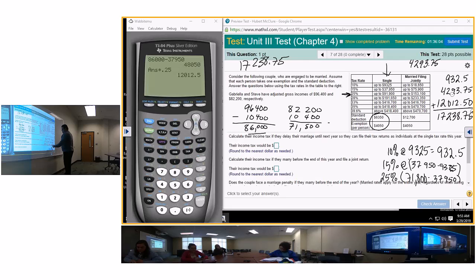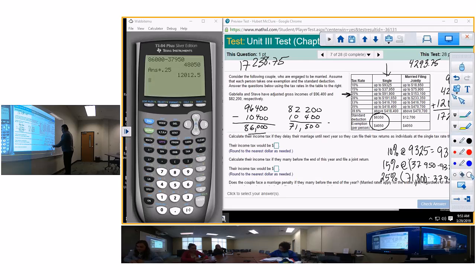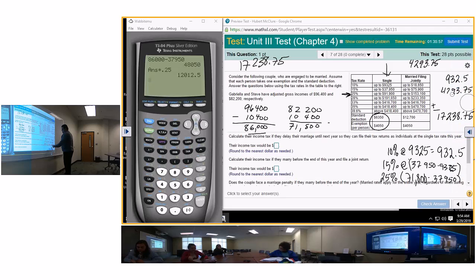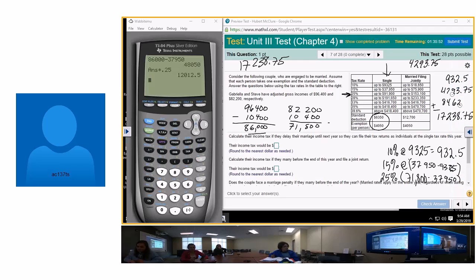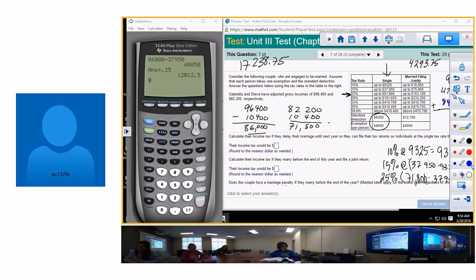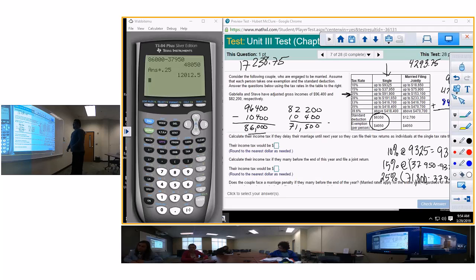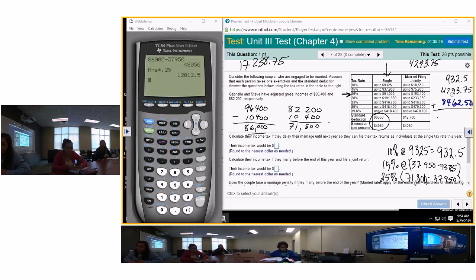I'm going to erase this one. I got 8,462.5. Add those three together. I wrote it in blue, so you'll know that that's the second one. And tell me what you get. Can you move? Thank you. Couldn't see the other numbers.